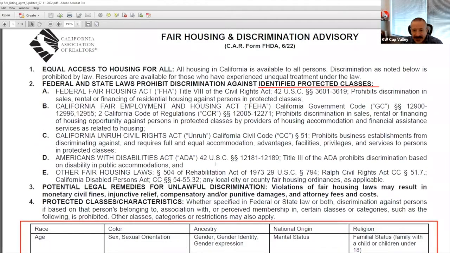The next page in this package is highly important. It is so important that at the end of this series, there will be a separate class just on fair housing and discrimination. And why is this important? Because California, as well as the rest of the country, does have, for want of any other politically correct way of defining it, a very racist history.